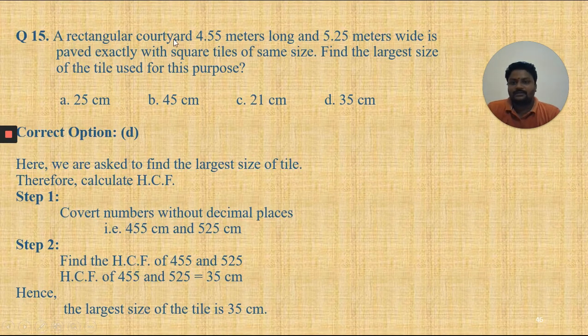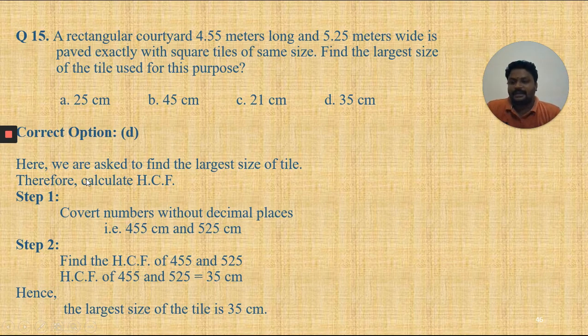Let's say a rectangular courtyard 4.55 meters long and 5.25 meters wide is paved exactly with square tiles of the same size. Find the largest size of the tile used for this purpose. For options, the correct option is B. How is it correct? It is 35.